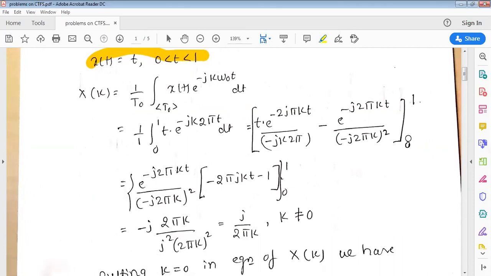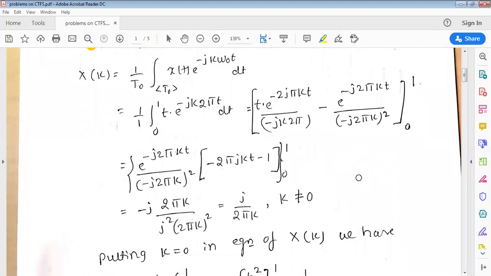So now put the limits. What happens? E power minus j 2 pi kt, when you take 1 here, it will become 1, minus j 2 pi k will remain unchanged. What is actually done in this step is, I have taken minus j 2 pi k whole square common, e power minus j 2 pi kt is taken common. What remains here? T into minus j 2 pi k minus 1. That's all. Whether the step is clear to you or any doubt you have? Are you able to follow this step?